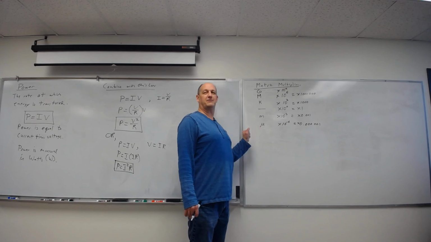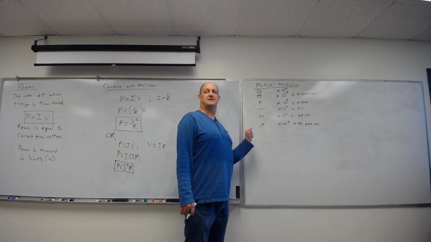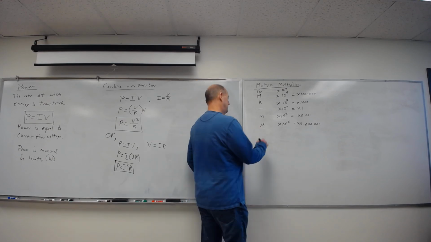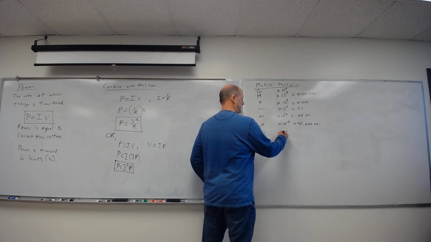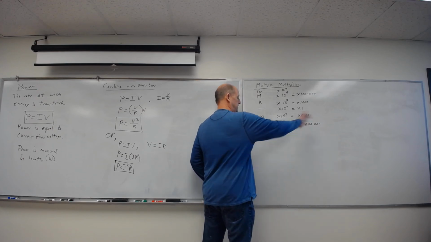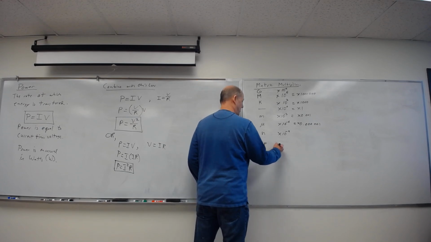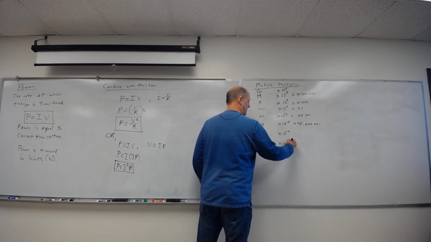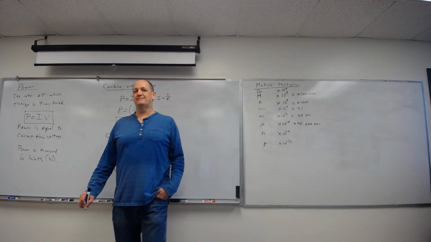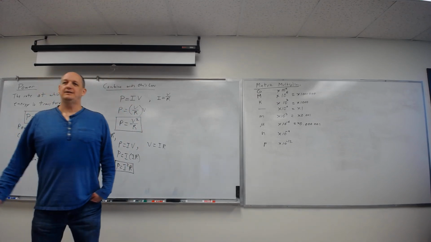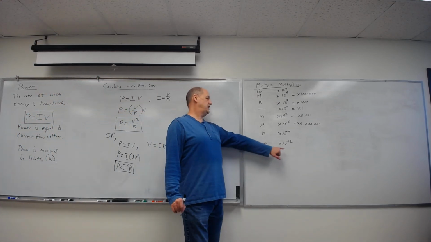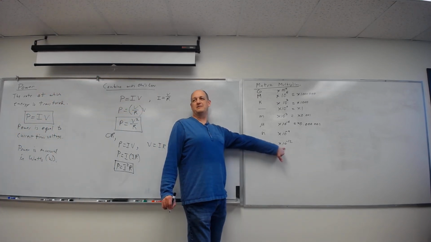Do I know what's below micro? Nano. I'm not even going to try to write that. And below that, pico. Now, more than likely, you can't put 12 values after your decimal point in your calculator, even if you want.